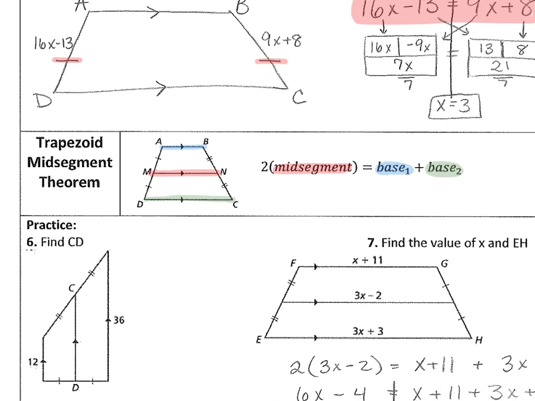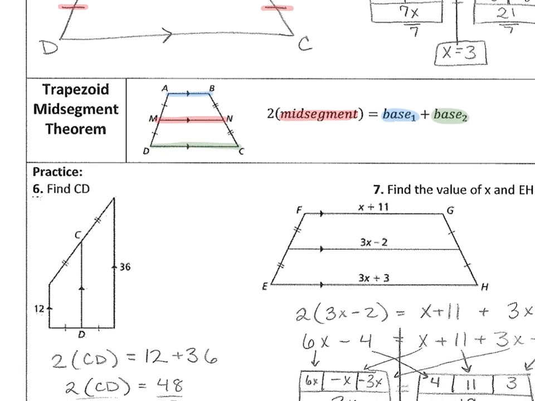Just like with a triangle, we're going to double the mid-segment and set it equal to something. And in this case, we're setting it equal to the 2 bases added together. Okay, keep your color scheme. However you just colored in this formula, we're going to color code questions 6 and 7 matching your color scheme so that you can look back and make sense of this formula.